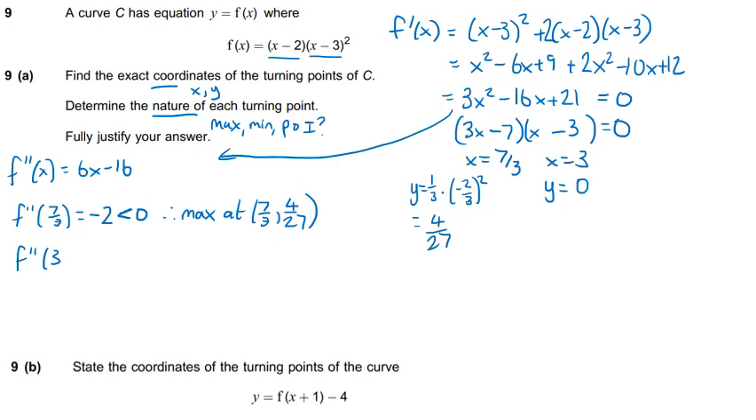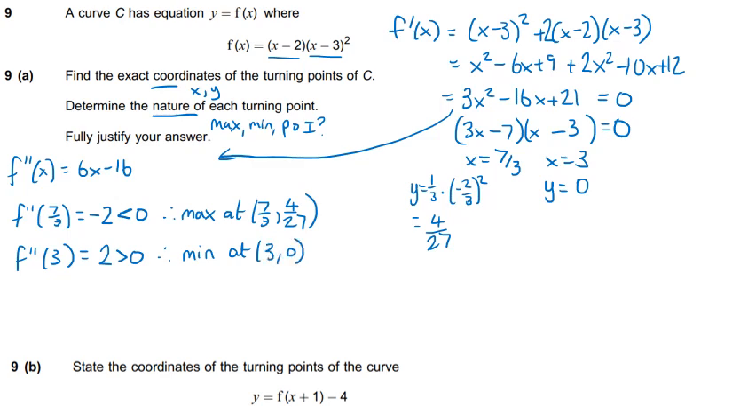Let's work out the second derivative when x was 3, the other turning point I found. So I've got 6 times 3, which is 18, minus 16 is 2. And that's greater than 0, which tells us that it's a minimum.